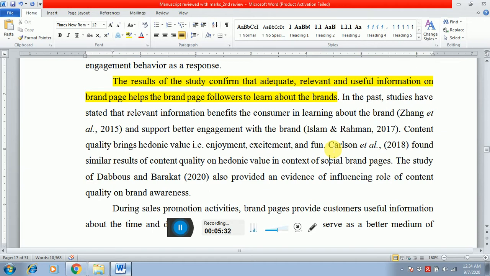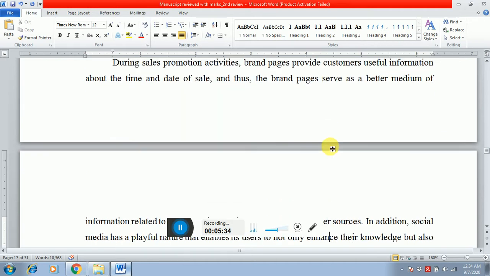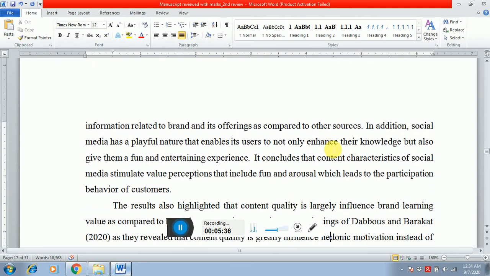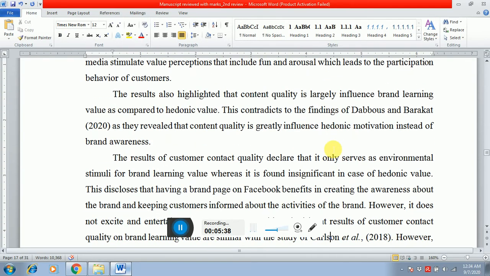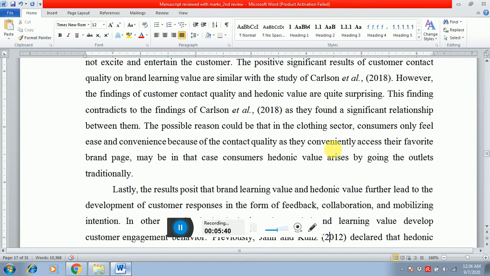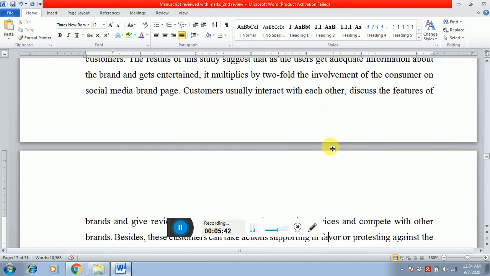Alright, so this is all about the conclusion. You have to discuss each and every result, support it and then compare it. Alright, so what you have to write in the implication section.